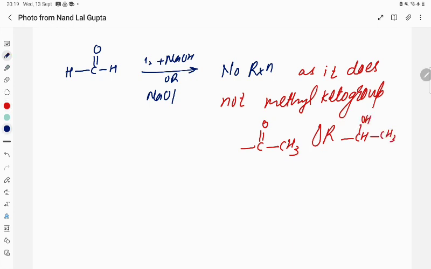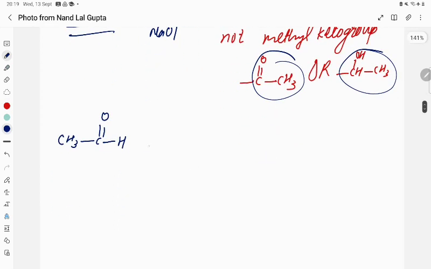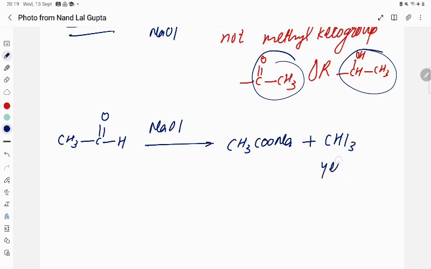Since these two groups are not there in this compound, it is not going to give the reaction. Now let us see here, CH3, C double bond O, and here is H. If you are treating with sodium hypoiodide, NaOI, it will give CH3COONa plus CHI3, the yellow precipitate. Why is it going to give? Because it is having the methyl keto group.